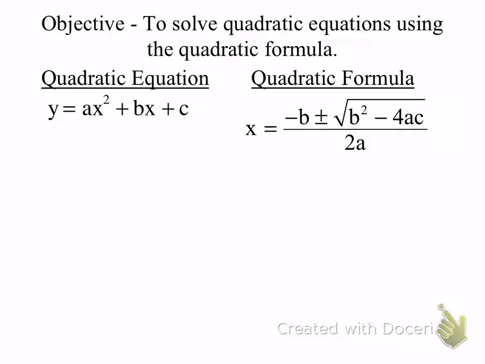1, 2, 3. X equals negative b plus or minus the square root of b squared minus 4ac all over 2a.